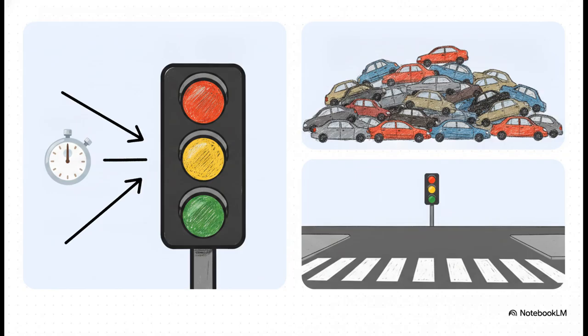But think about how absurdly rigid it is. If it's 3 a.m., absolutely no one is at the intersection, and a huge traffic jam is building up in the opposite direction, the rule doesn't care. It can't adapt. It just blindly clicks away on its timer.